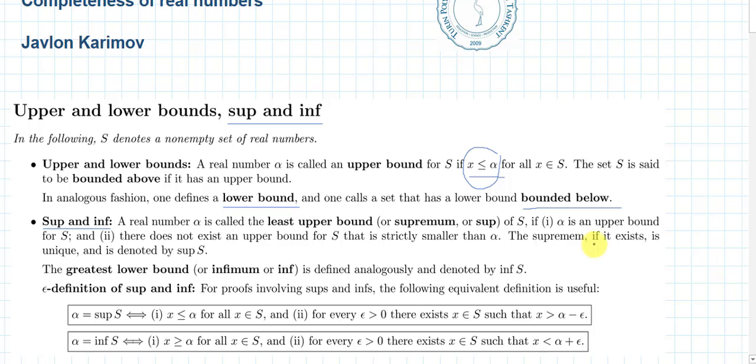So the supremum, if it exists, is unique and denoted by sup S. And now, infimum is the greatest lower bound. We define this analogously to the supremum, and we denote it by inf S. So this is, from the lower bounds, the greatest one.